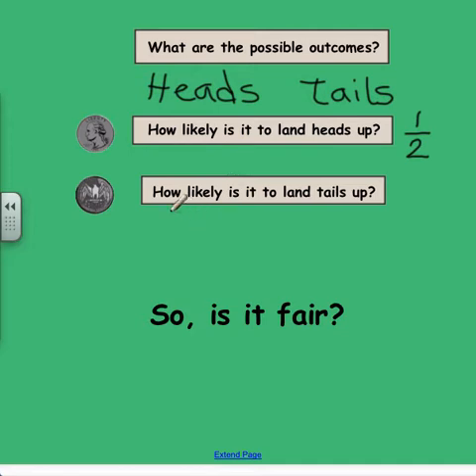Now let's think about tails. This is an example of what a tails side of a coin would look like. How likely is it to land tails up? Well, how many sides of the coin are tails? 1. And how many sides to the coin are there? 2. So we have a 1 out of 2 chance of getting tails. So we have a 1 out of 2 chance of getting heads and a 1 out of 2 chance of getting tails. Our chances are the same. So is this a fair way to decide on something? Most people would say, yes, it's fair.